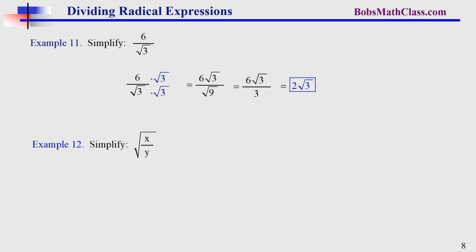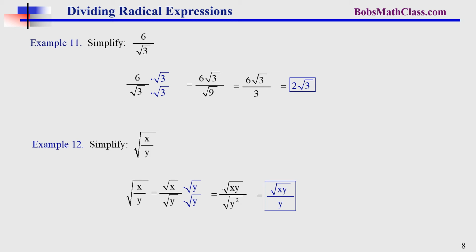All right, number 12. This one has variables. We're still going to separate. Now, what are we going to multiply the top and bottom by? Yes, square root of y. In the numerator, square root of x times square root of y is square root of xy. And the denominator is the square root of y squared. What is the square root of y squared? That's just y. We're all done.